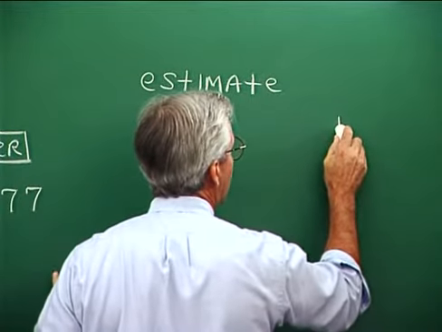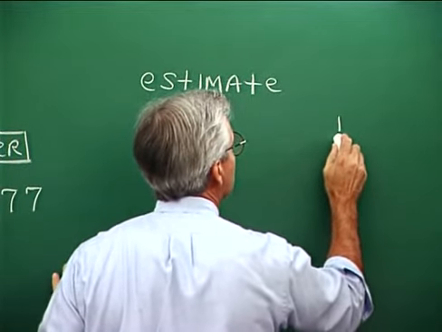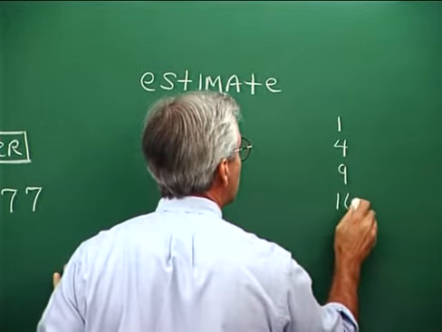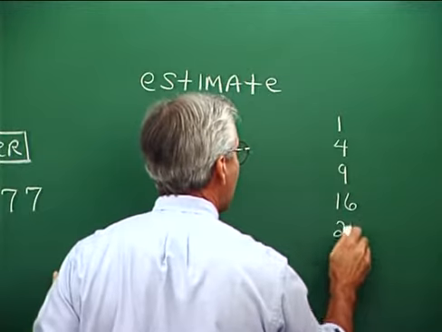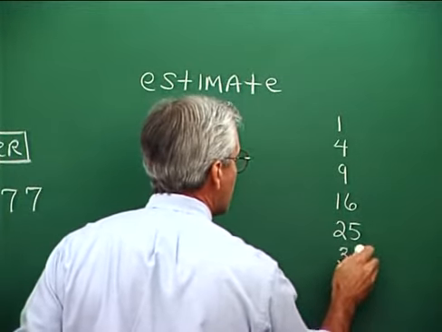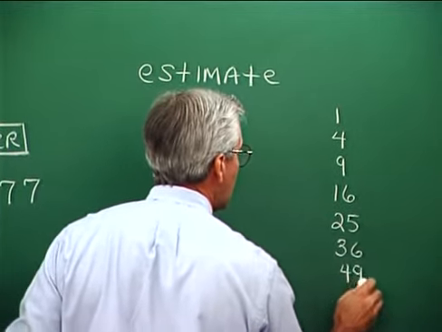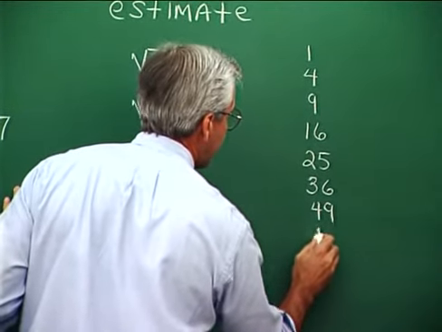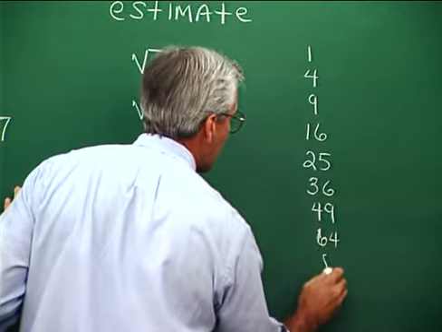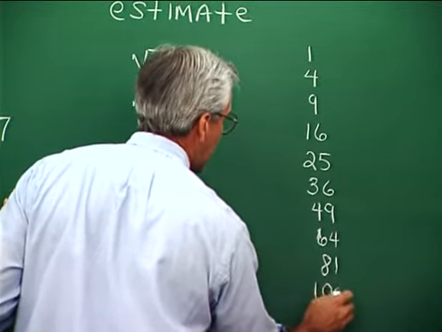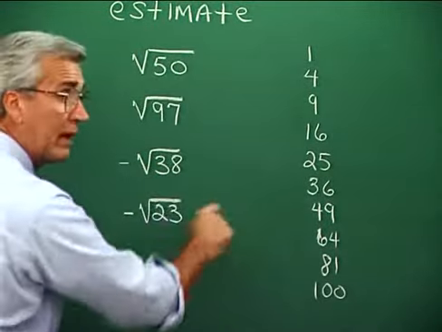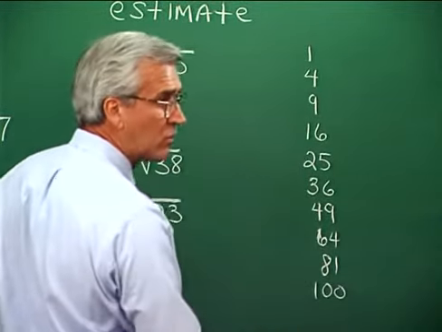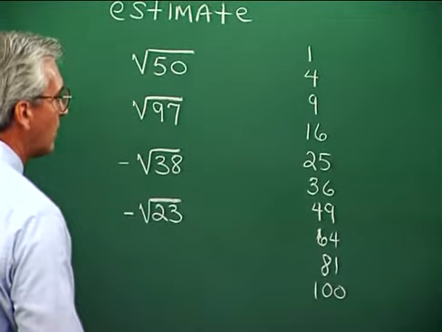1 squared is 1, 2 squared is 4, 3 squared is 9, 4 squared 16, 5 squared 25, 6 squared is 36, 7 squared is 49, 8 squared is 64, 9 squared is 81, 10 squared is 100. That's kind of far enough for us because I'm running out of room here. 11 squared is 121, 12 squared is 144. I think those are all important for us to realize.